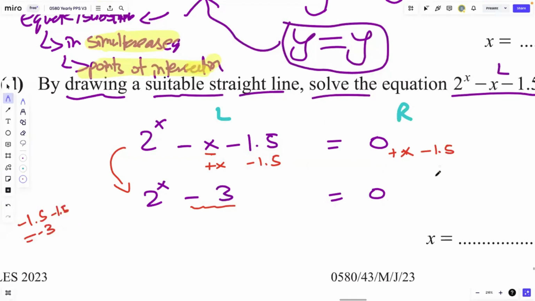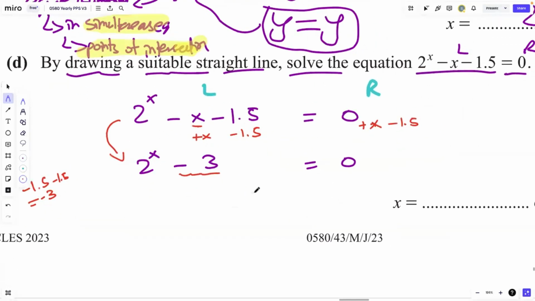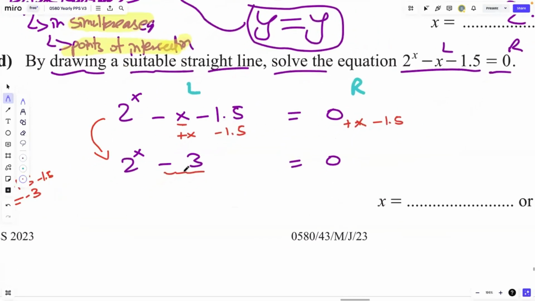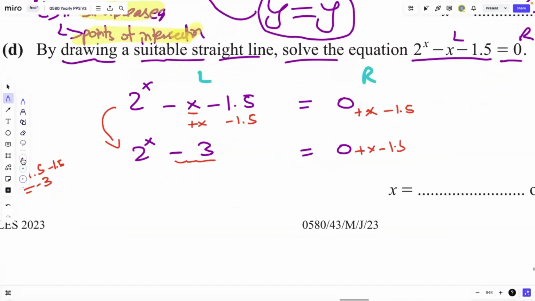And I'll have to do the same on the right as well to keep the equation equal on both sides. So whatever operation I apply on the left, I'll have to apply on the right as well, whatever adjustments I do. So when I arrive at this, this would be plus x minus 1.5. So it would look like 2 to the power x. So I've manipulated it in my way as this.